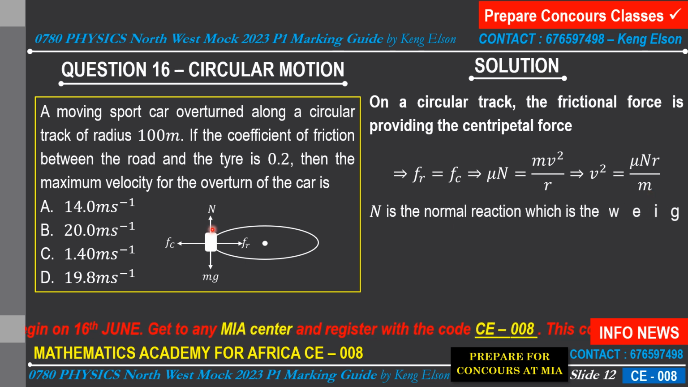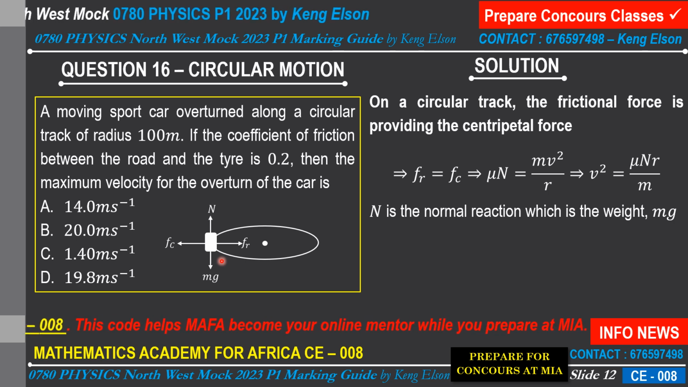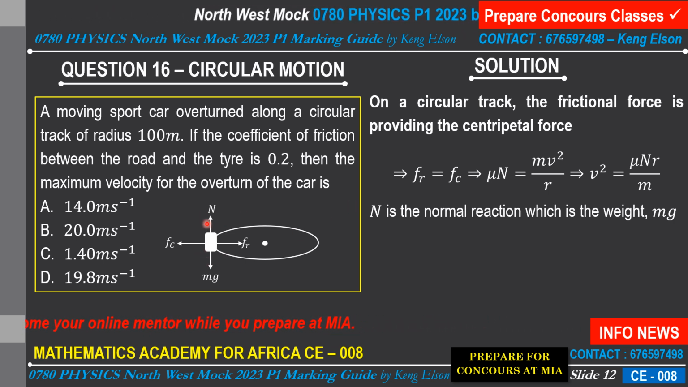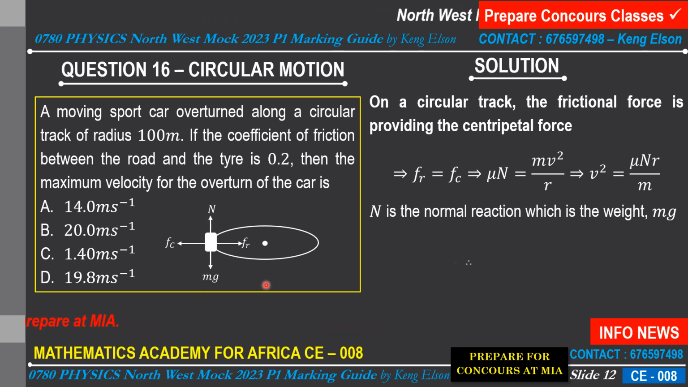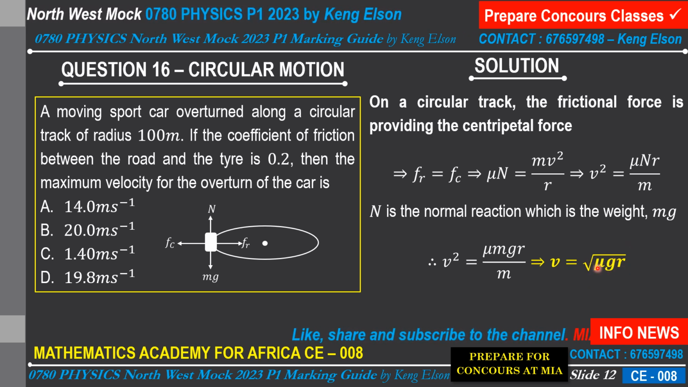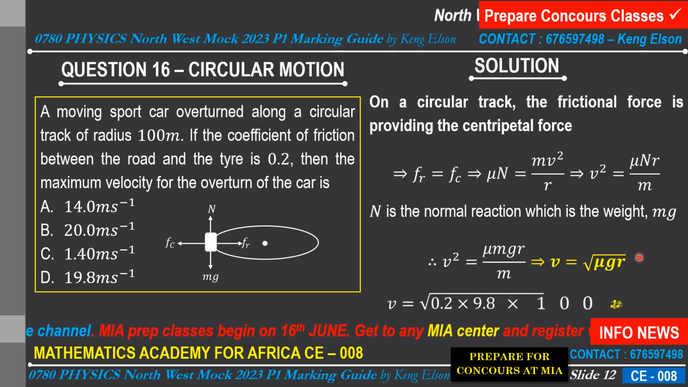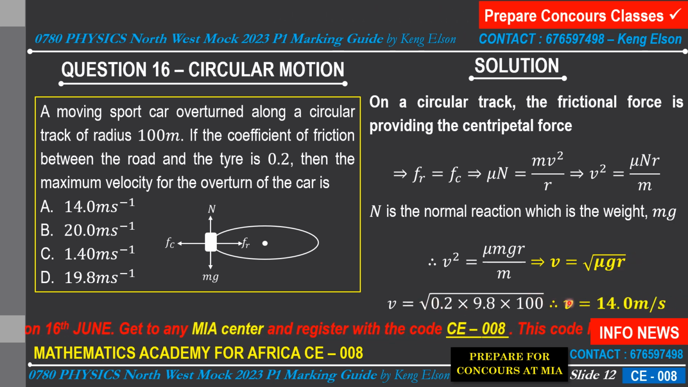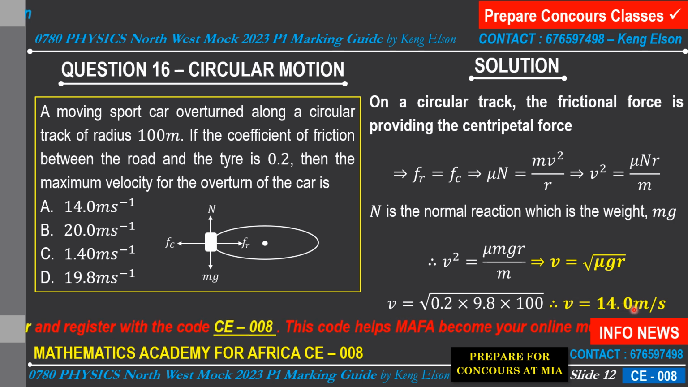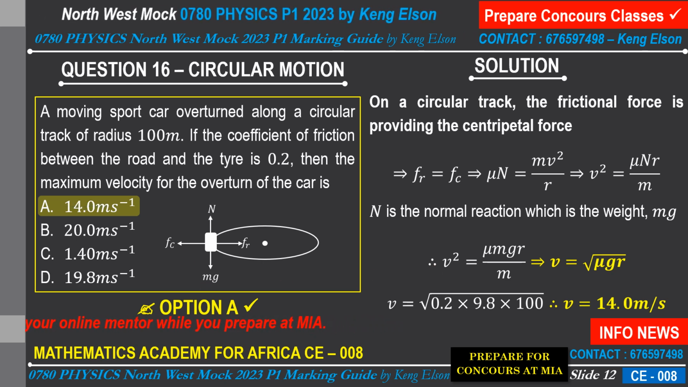But we also know that the normal reaction and the weight are in a Newton's third law pair, so the normal reaction is equal to the weight, so N is equal to mg. Replacing N with mg in this equation and getting v, you get v to be equal to the positive square root of mu g r. Mu is the coefficient of friction, g is the acceleration due to gravity, and r is the radius of the circular track. So doing the numerical application, we get exactly 14.0 meters per second, telling us that option A is the correct option.